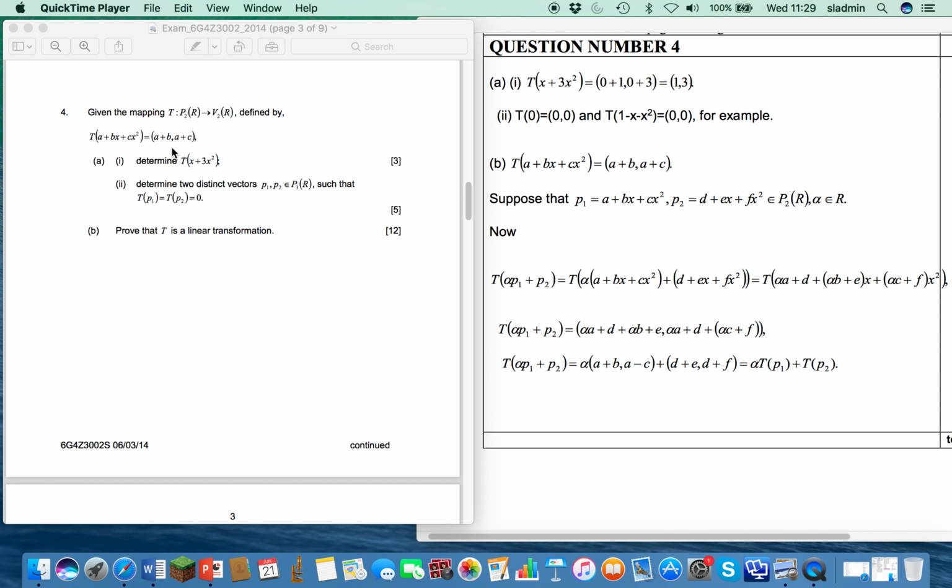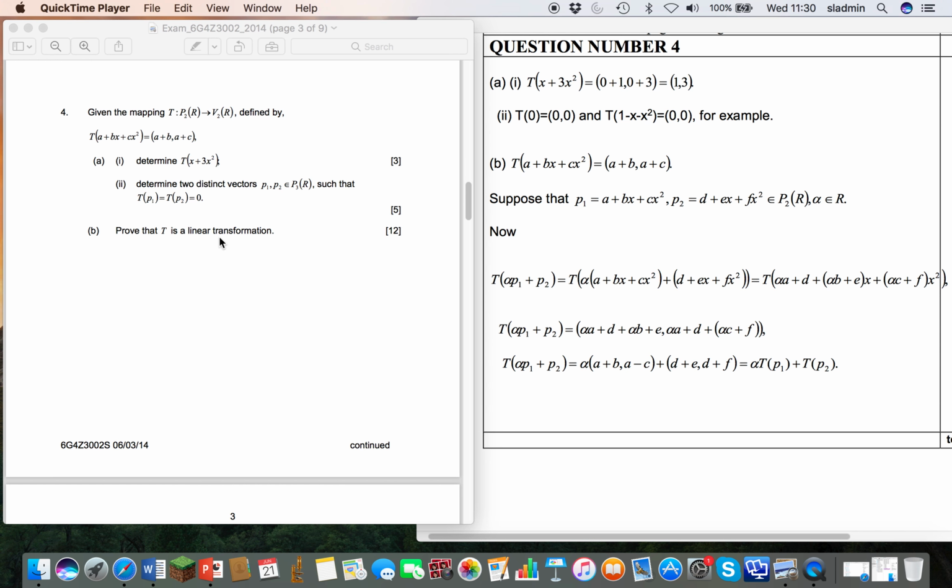In this case, you can see that if A is equal to minus B and A is equal to minus C, then we will get (0, 0). So here you can see that A is minus B and A is minus C. So T of 1 minus x minus x squared does give us the vector (0, 0). So these are two examples of polynomials which map to (0, 0).